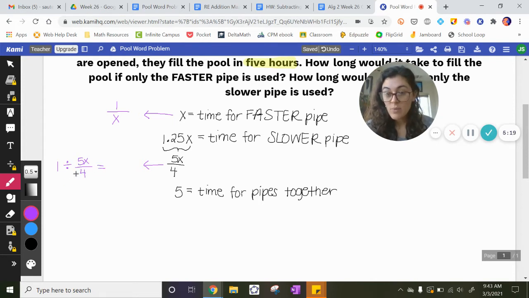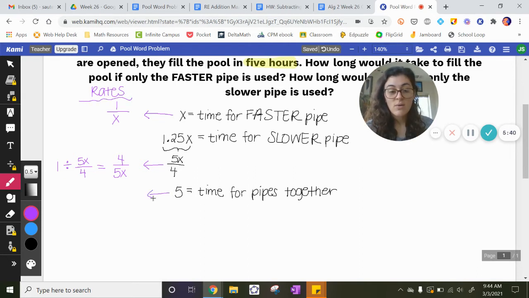And if you remember how we multiplied and divided rational expressions, all we have to do is flip this second fraction and multiply. So what we'll end up with is 4 over 5x. So that is the rate for my slower pipe. So these are my rates in purple.